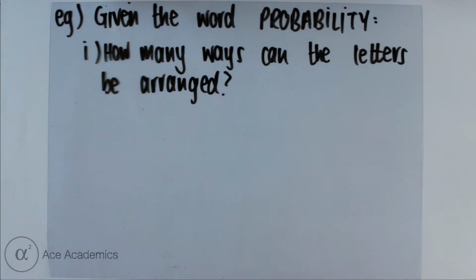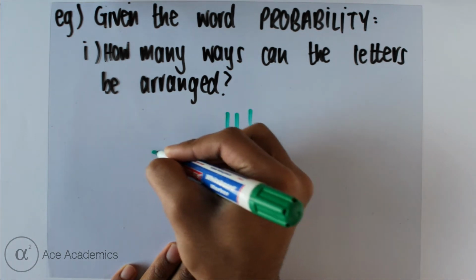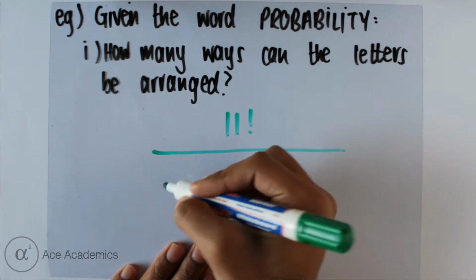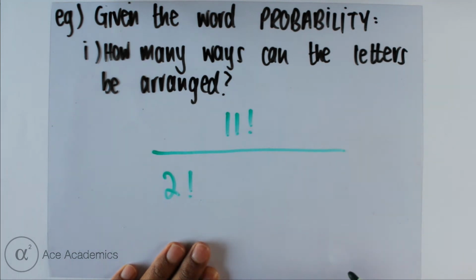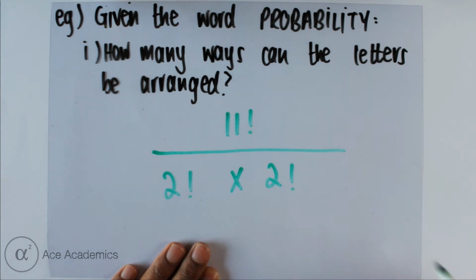Given the word probability, how many ways can the letters be arranged? Now, there are 11 letters in the word probability, and there are 2 B's and 2 I's. So to find out the number of ways that the letters can be arranged, it's simply 11 factorial, because there are 11 letters in the word, divided by 2 factorial, because there are 2 B's, and the number of ways that the 2 B's can be arranged is 2 factorial ways, and there are also 2 I's, so the number of ways the I's can be arranged is 2 factorial.